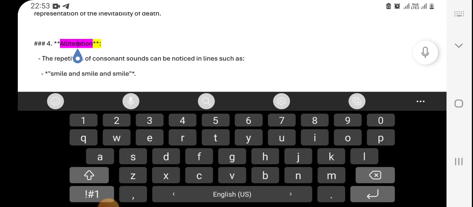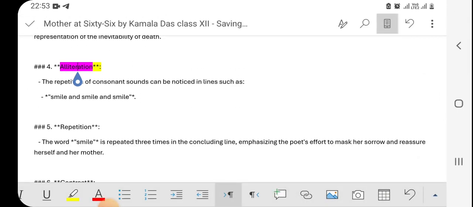In this particular poem, let us try to stay with that alliteration. So, smile and smile and smile. Here, smile s and smile s. Remember, here the consonant sound s is getting repeated thrice.